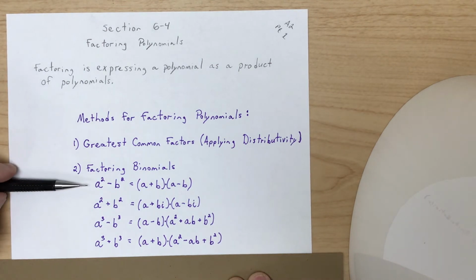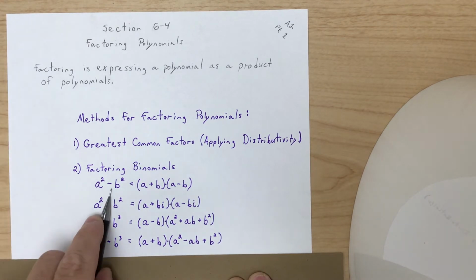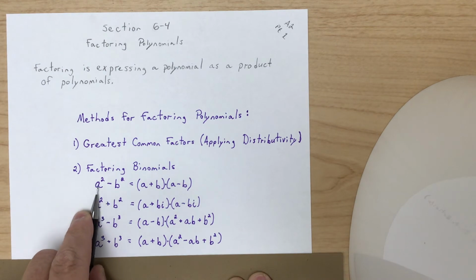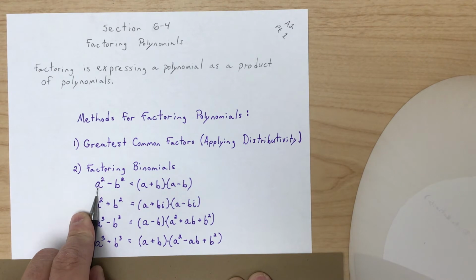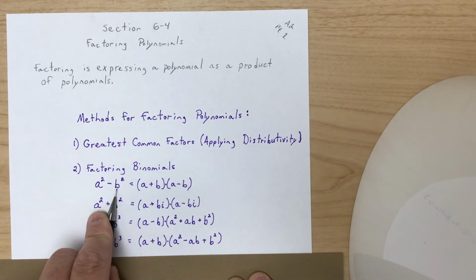The very first one is a squared minus b squared. Now this one is very familiar to you guys. This one is the difference of two perfect squares. So in other words, our first term is going to be a perfect square, our second term is going to be a perfect square, and it's going to have a subtraction sign in between. That's why this is called a difference of two perfect squares.